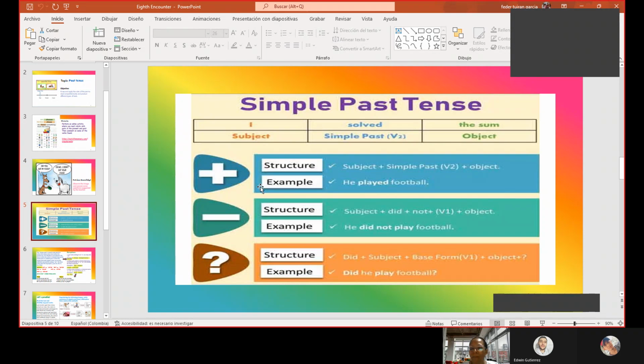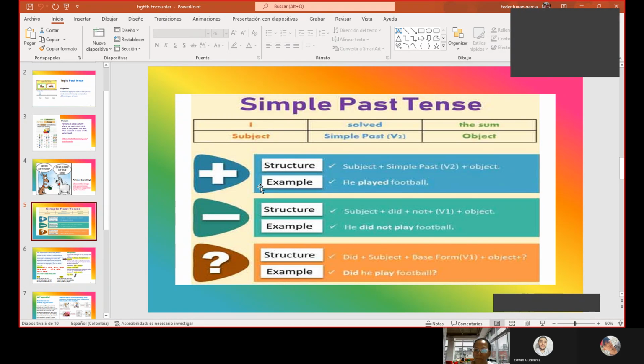And this is the simple past tense. The structure. Well, for the positive or affirmative structure, we need to write subject, simple past, and complement. For example, he played football. For the negative form, we use subject, the auxiliary did not, plus the verb in the base form, and complement. He did not play football. And it's the same to say he didn't play football.